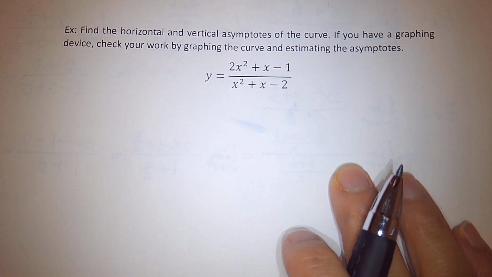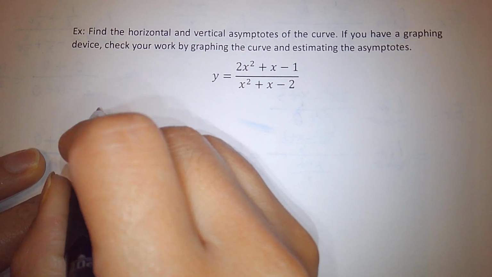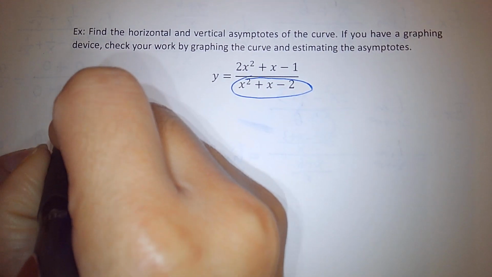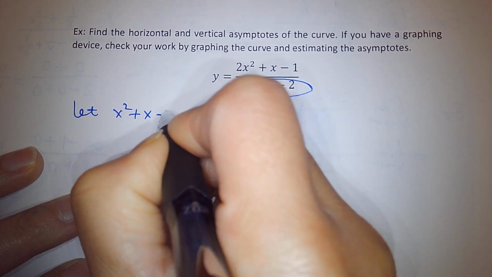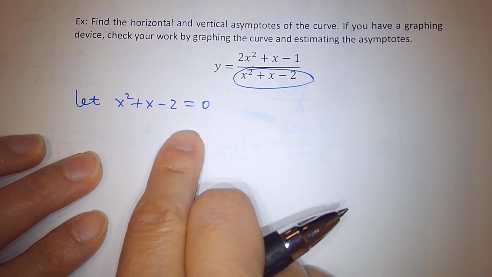Find vertical asymptote, horizontal asymptote. Let's do the vertical asymptote first. How to find a vertical asymptote? Bottom half equals 0. So to find the vertical asymptote, we let x squared plus x minus 2 equals 0. Let the denominator equal 0 and solve for the x values.